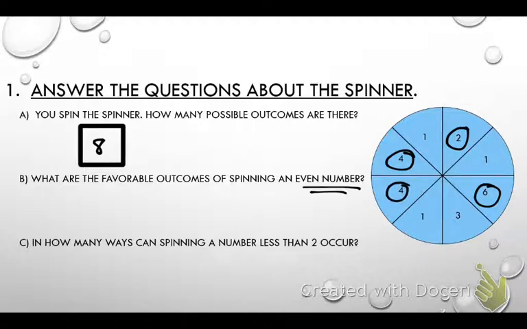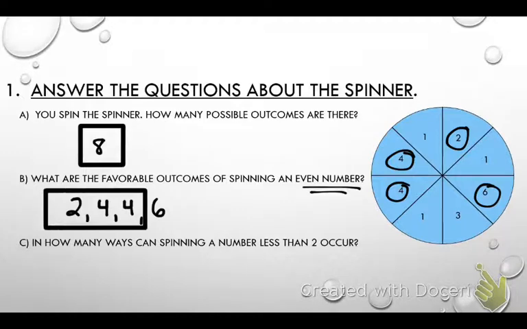What are the favorable outcomes? That means specifically which numbers can come out and be an even number, okay? 4, 2, 6. Okay, so it doesn't really matter what order you put it in. I always like to write it in from least to greatest, but once again, any order is fine. Those are the favorable outcomes. That means that's what could possibly happen if we're looking for even numbers.